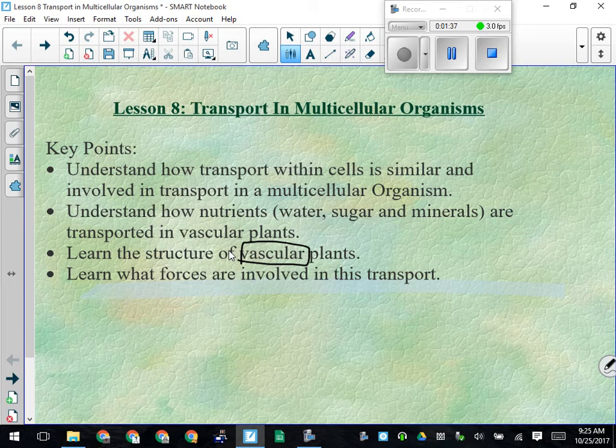All right, and then we're going to look at what forces are involved in this transport. Spoiler alert, we already talked about them. It's mostly what? Osmotic pressure and osmosis, right?